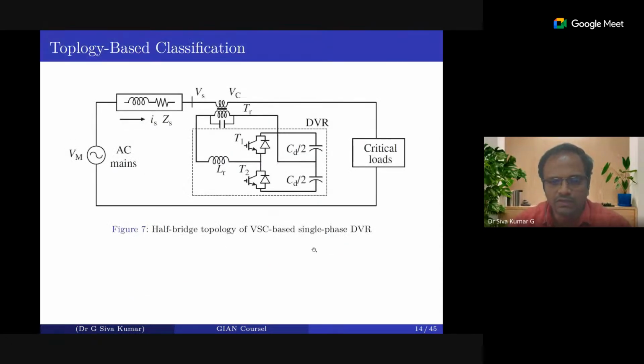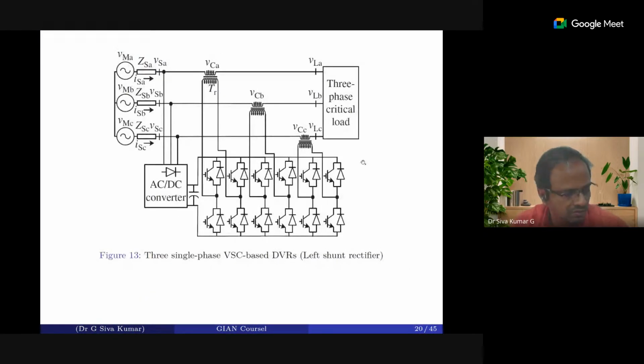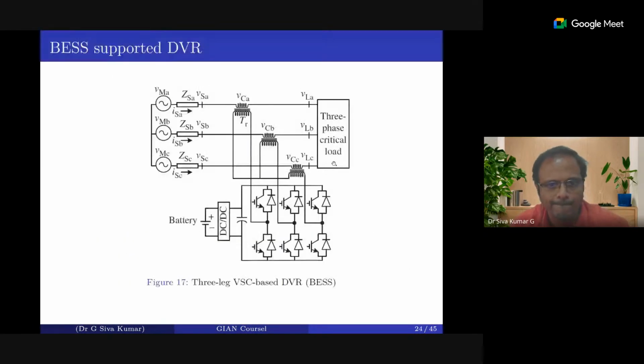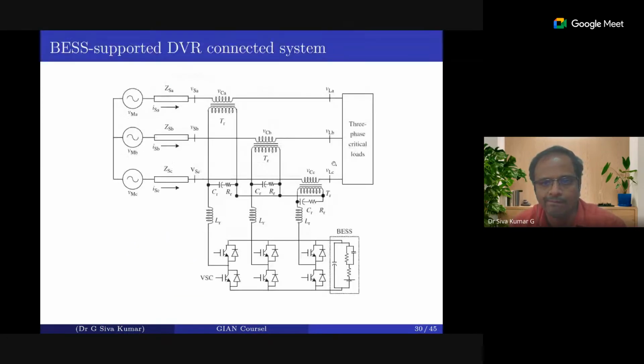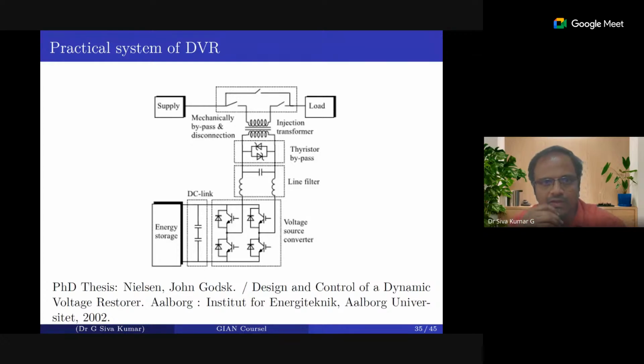When these are some of the topologies where your voltage source converter has been used to improve the voltage quality at your critical loads at the point of common coupling. Okay, we'll try to look at a typical voltage source converter. How does it look?